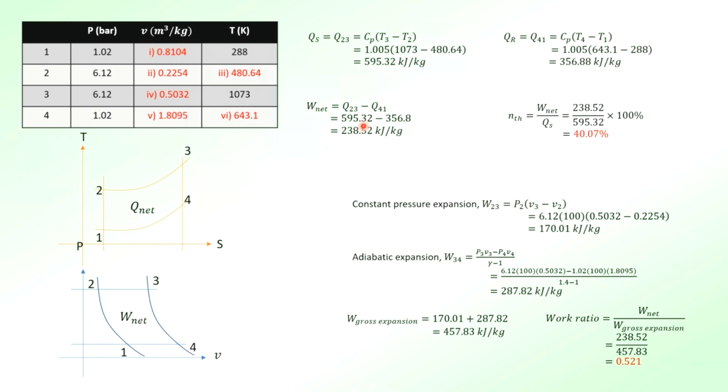So the net work out is found here, 238.52. Divided by your gross work expansion, you get the work ratio 0.521.